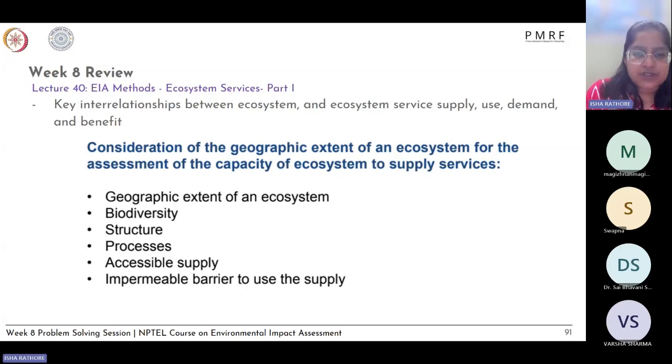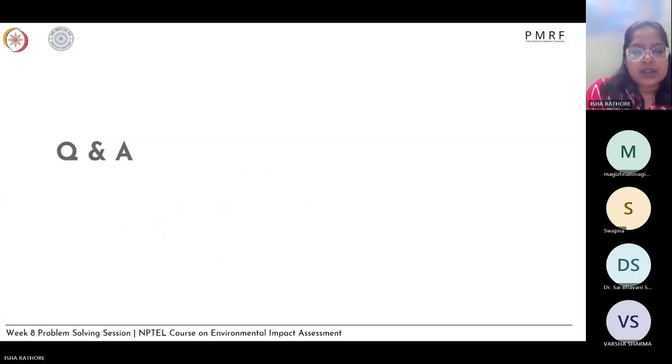So in terms of geographical extent of an ecosystem, the biodiversity, structure, processes, accessible supply, and impermeable barrier to use the supply. So this was all which we looked at in the entire week's content. So this was the revision. If you have any questions, you can either put them in the chat box or you can just unmute and ask yourself.